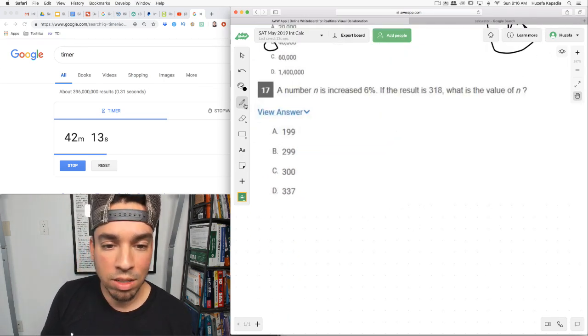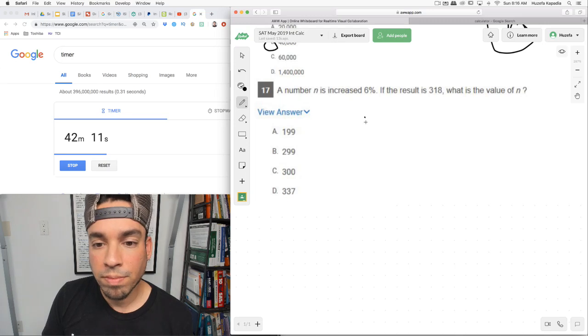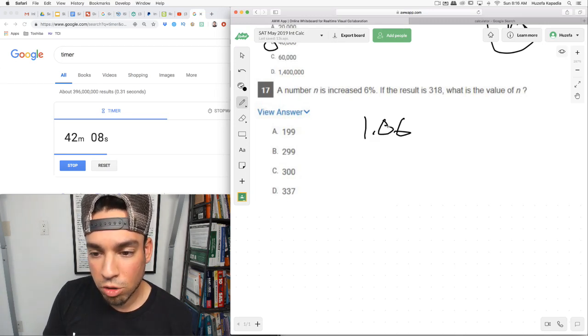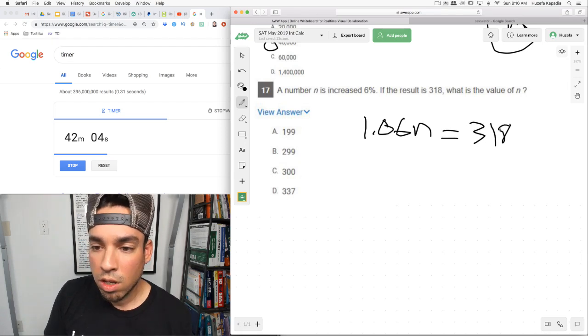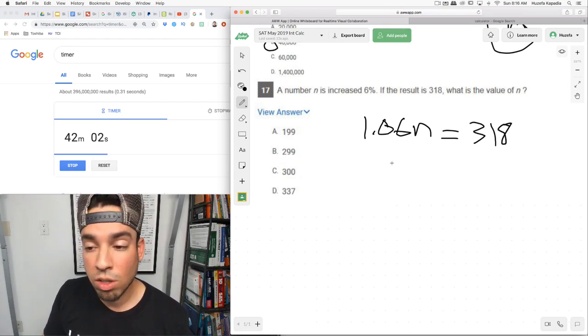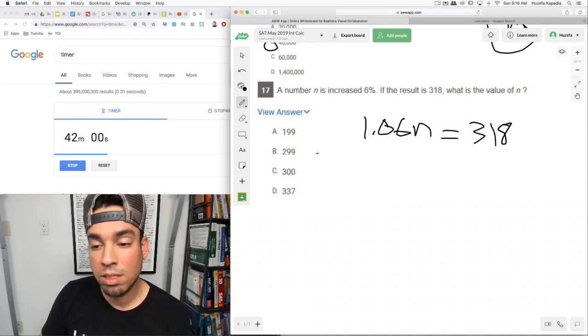A number n is increased by 6%. What did I say about increases? You just multiply by 1.06. n is increased by 6% and it equals 318. What's the value of n? Look, I just made a nice equation just by processing that.